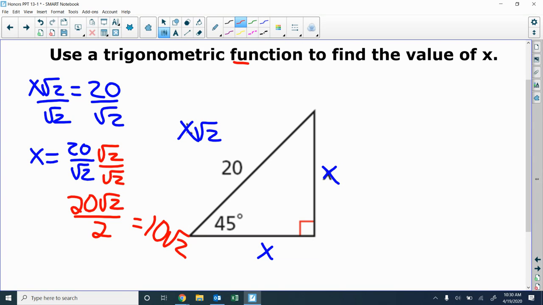So we've solved for x. The hypotenuse is 20, and both legs will be equal to 10 square roots of 2. And that's what we mean by exact answer. We don't want decimals there. We want that exact answer. So special right triangles, we want those exact answers.